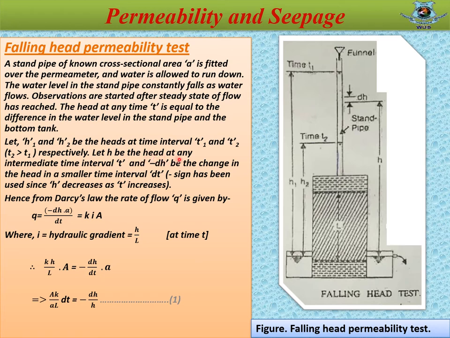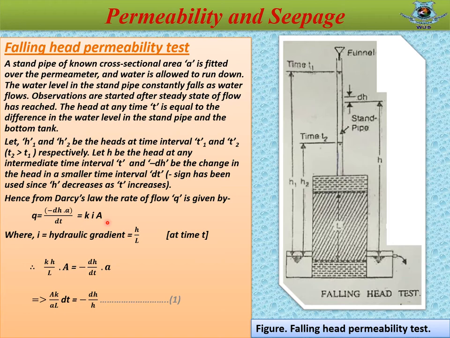Let H be the head at any intermediate time t, and minus dH be the change in the head in a smaller time interval dt. The minus sign has been used since H decreases as t increases. Hence, from Darcy's law, the rate of flow Q is given by Q equal to volume V divided by time T, equal to minus dH into A divided by dt. Here dH into A represents the volume of water in the pipe and dt is the time.